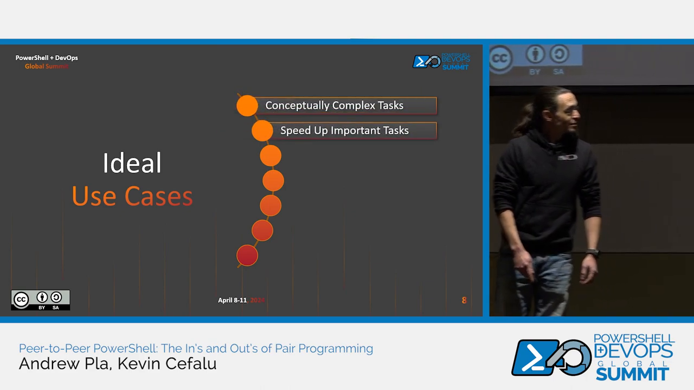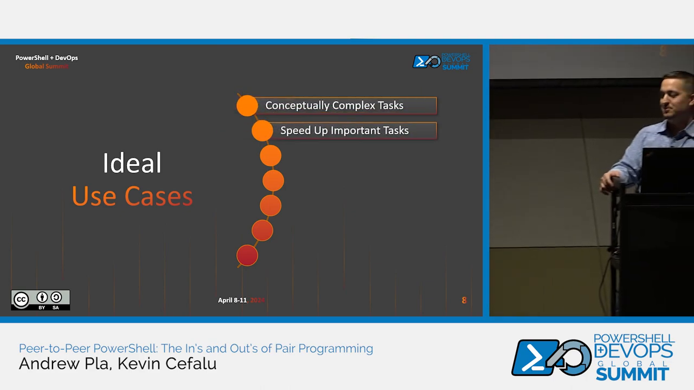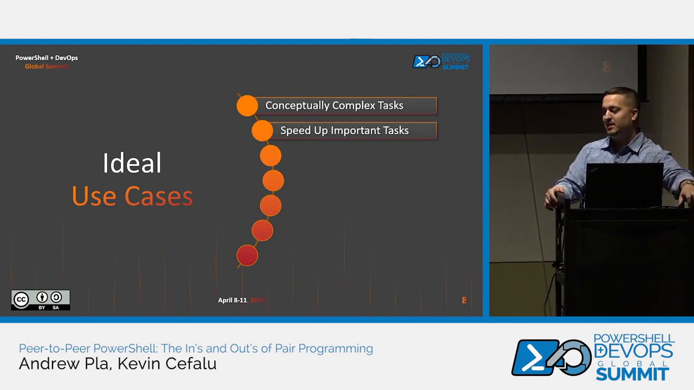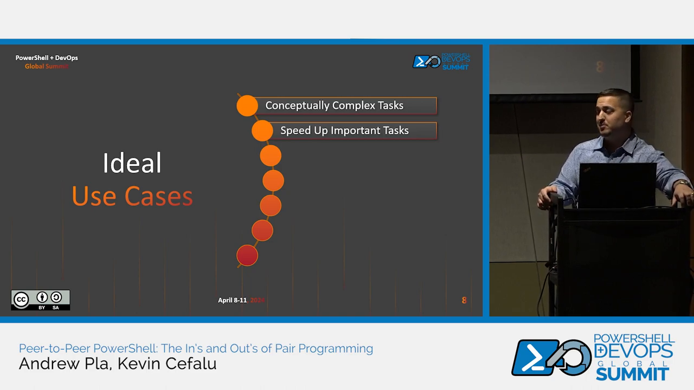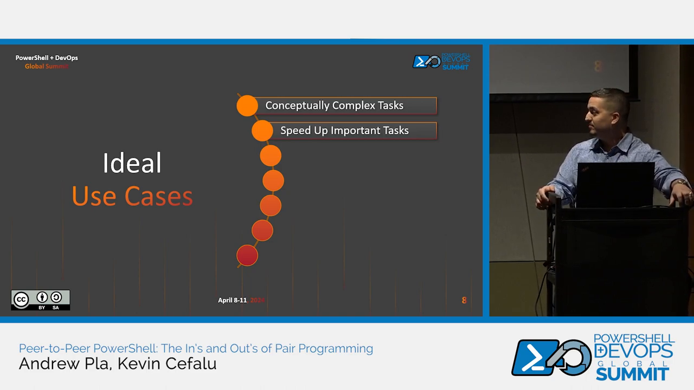Speed up important tasks. So sometimes there's important things that need to be done, and you can help alleviate the pressure that is put onto one individual by distributing it through a couple. There's other benefits that come along with that, but that is one of them. Absolutely.